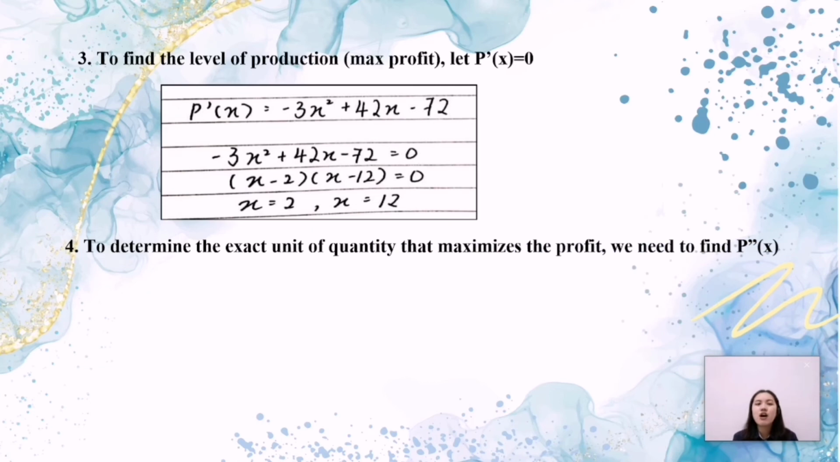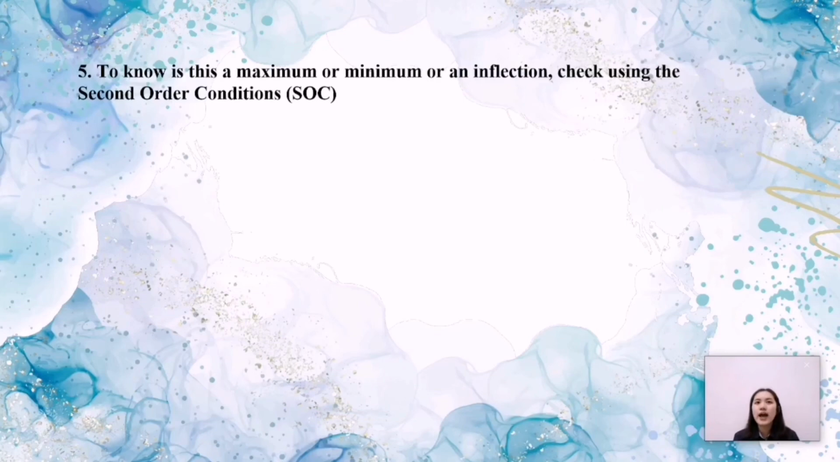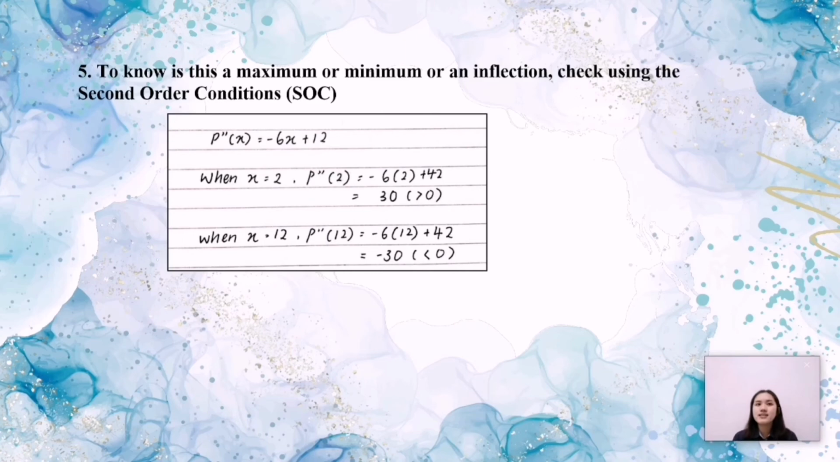Fourth, to determine the exact quantity that maximizes the profit, we need to find the second derivative of the profit function. So, the second derivative of the profit function will become negative 6x plus 42. Fifth, to note whether this is a maximum, minimum or an inflection, check using the second order condition, which is SOC. When x equal to 2, the second derivative is 30, which means more than 0. When x equal to 12, the second derivative will become negative 30, which means less than 0.